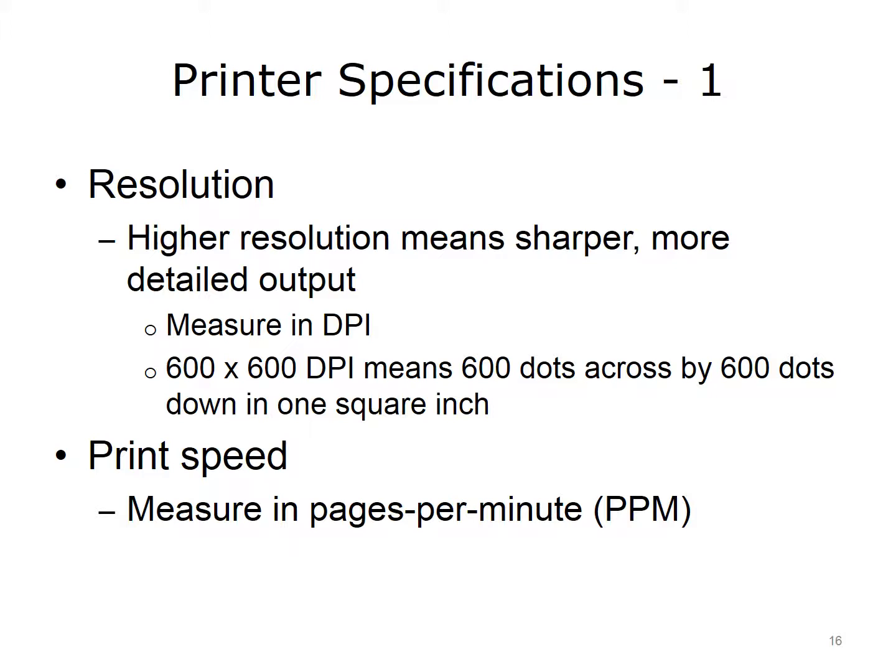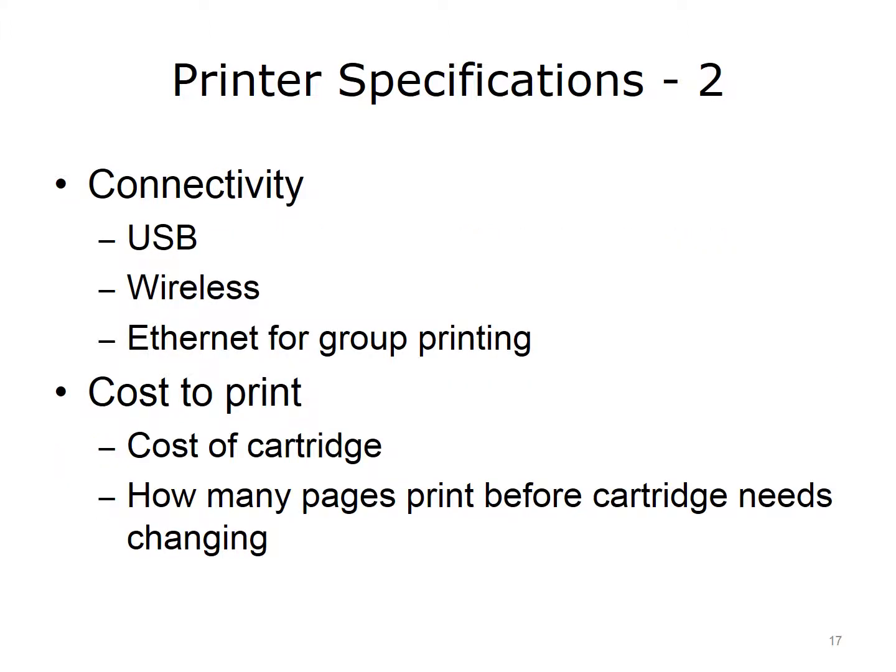Resolution is measured in dots per inch or DPI. Higher resolution means sharper, more detailed output. If you are printing only text documents, resolution is not as important as when you are printing detailed images. Print speed is measured in pages per minute. This may not be as much of a concern for a home printer, but certainly is for a networked office printer. Printers can be connected directly to a computer using a USB connection. Computers can also connect to printers through a network either wirelessly or through an Ethernet connection. An example is a networked office printer.